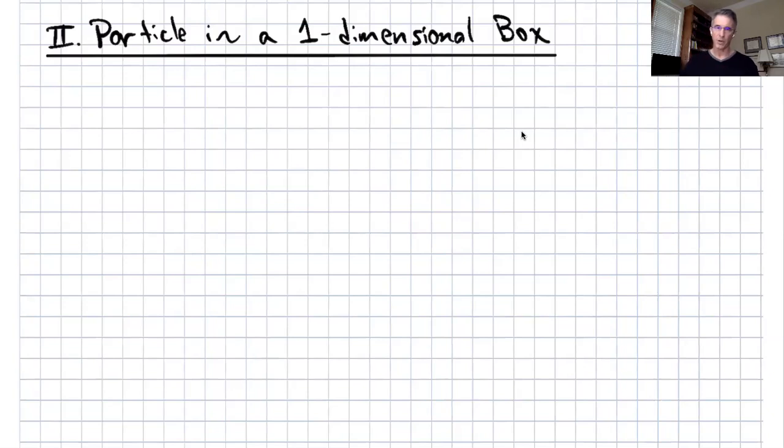Okay, and the example we're going to use here is, of course, the solution for the wave function and energy of a particle in a one-dimensional box. I know that sounds silly, but the reason for it is it makes the math a whole lot easier. So imagine we have a box. It's going to look something like this.